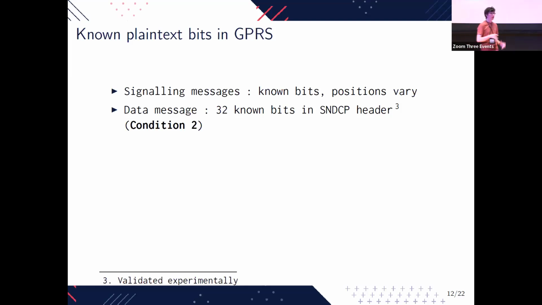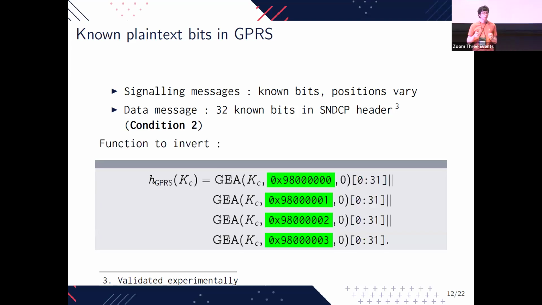If we're looking for known plaintext bits inside the signaling messages, we can find some, but those messages are variable. They contain optional elements. It's quite difficult to reliably get known plaintext positions from them. So instead, we look at data messages. In SNDCP messages, there is an SNDCP header that is always 32 bits long. We experimentally verified that it was always predictable, and so it's always known. So SNDCP headers make for a very reliable source of plaintext.